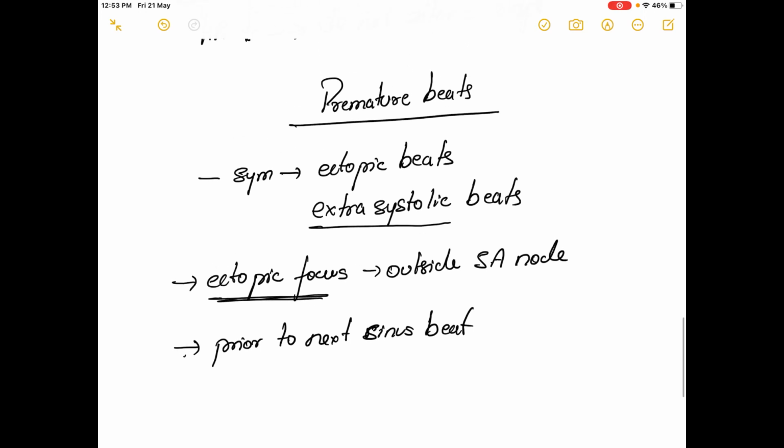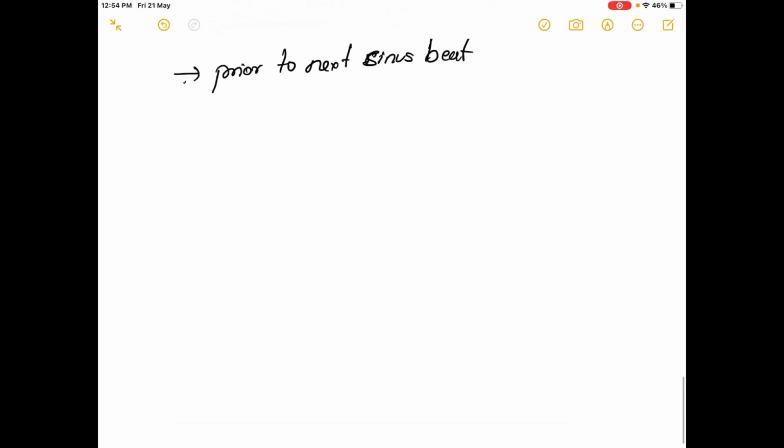So premature beats are also called ectopic beats or extrasystolic beats. It is called extrasystolic because it is an extra beat compared to the normal sinus beat. It comes from an ectopic focus outside the SA node, hence ectopic. And since it comes prematurely, prior to the next sinus beat, it is called premature. Now premature beats can be classified into two types.